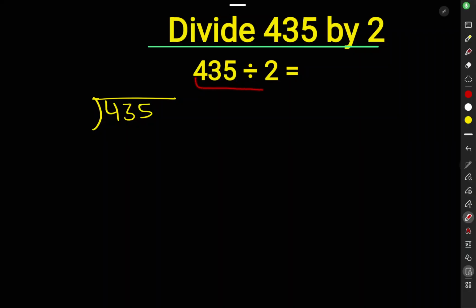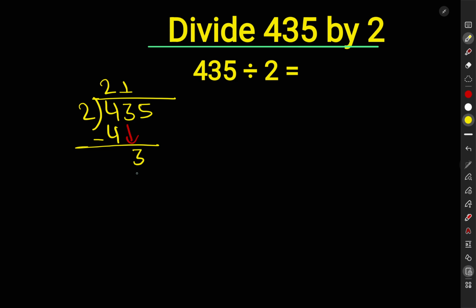Divide 435 by 2 in long division method. 2 times 2 is 4. On subtracting, it is 0. We put down this 3 and remove 0.